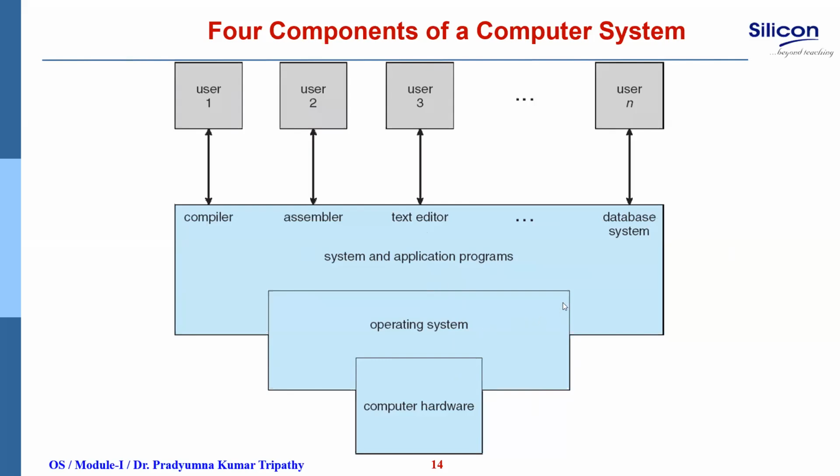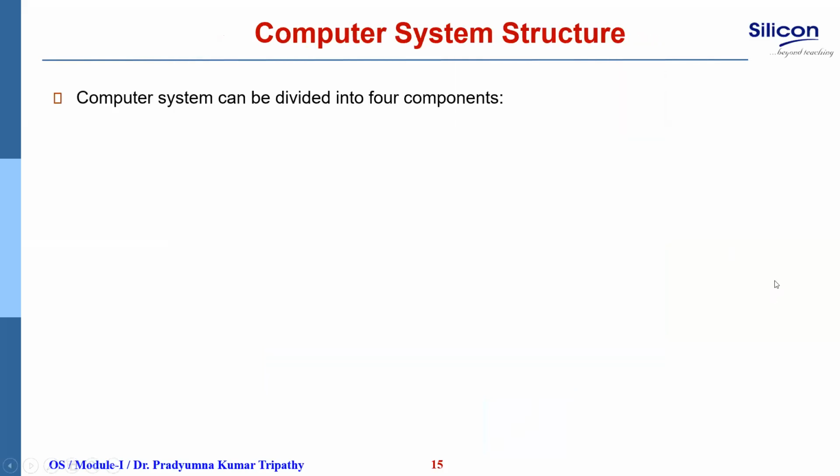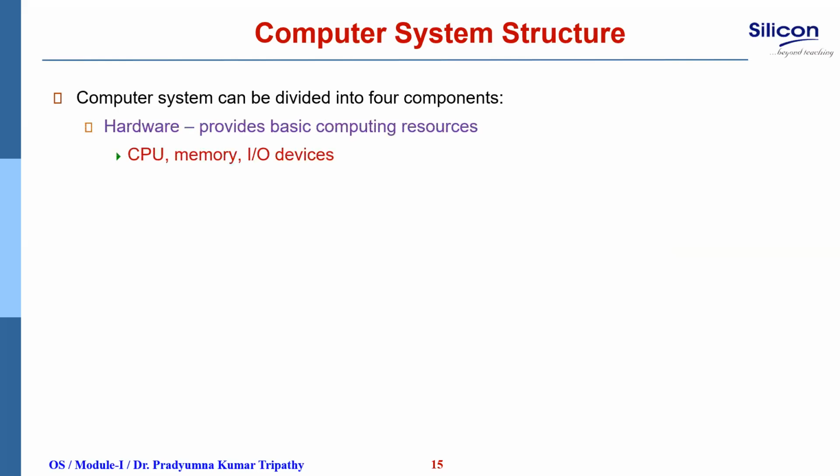Correct? So among this is not only the computer hardware, the operating system also plays an important role. What are these components? For example, in the computer hardware, what do we have? The computer hardware provides basic computing resources, whatever resources are required for computation.